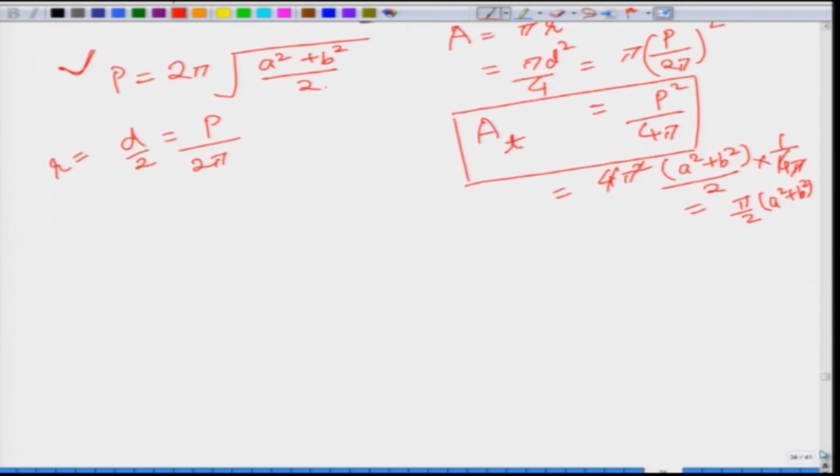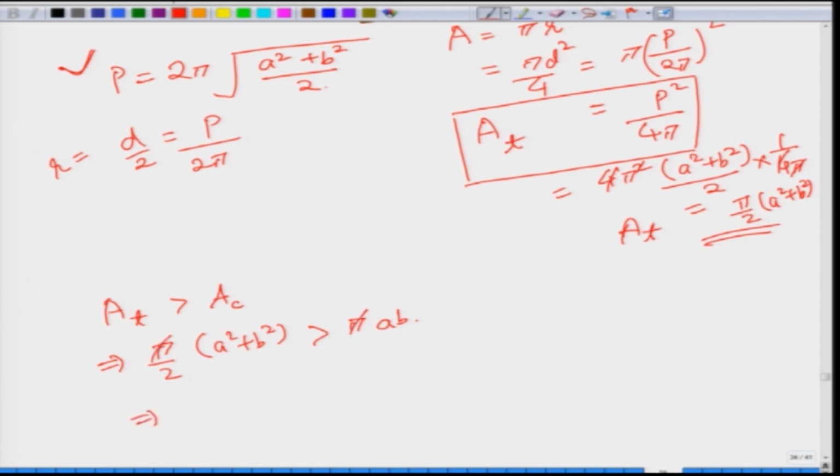Now, we are trying to prove that this value of a that is measured with the tape is greater than a that is measured with the calipers, or we want to say that pi by 2 (a square plus b square) is greater than pi a b, which means that pi and pi cancel out, and a square plus b square is greater than 2 a b, or we want to prove that a square plus b square minus 2 a b is greater than 0, or (a minus b) square is greater than 0.